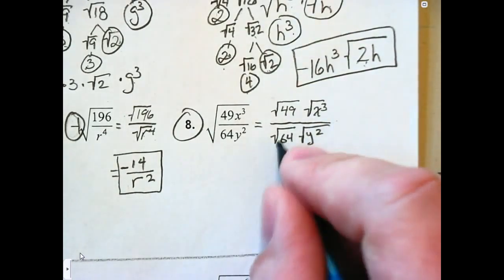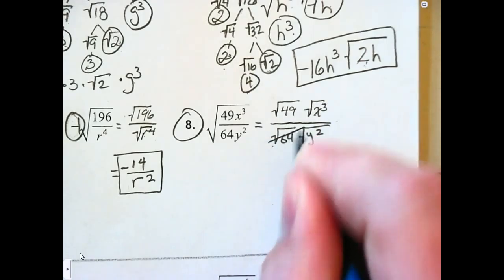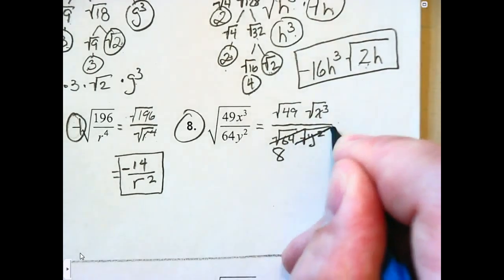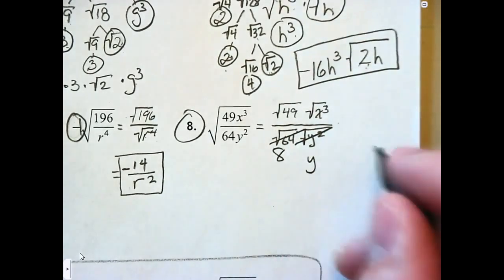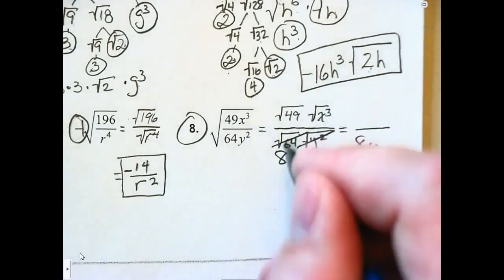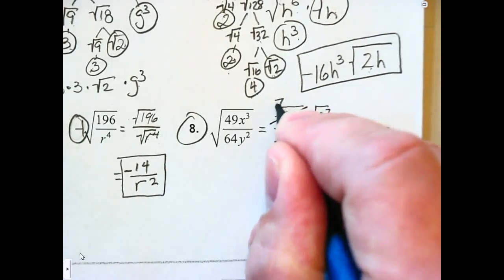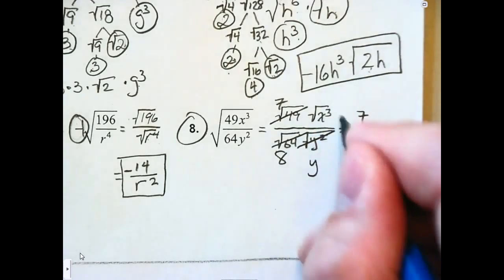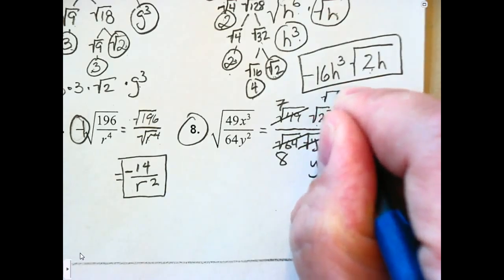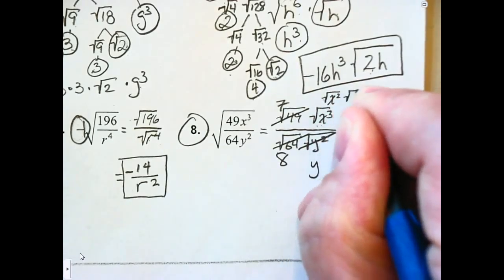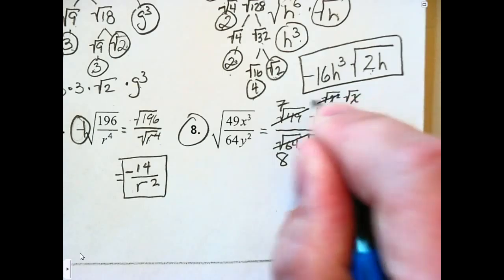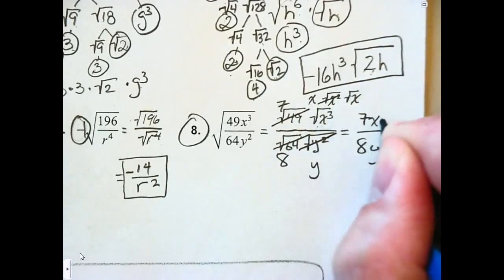So in this problem right here, this 64 actually simplifies to 8. So now that part of the root's gone. And y squared actually simplifies to y. So that part is gone. So now we don't have to worry about having a radical down there. On the top, it's okay to have radicals. However, 49 simplifies to 7. And then x cubed, remember if it's an odd power, you're going to make it an even power and one more, right? And so the square root of x squared is x, and root x.